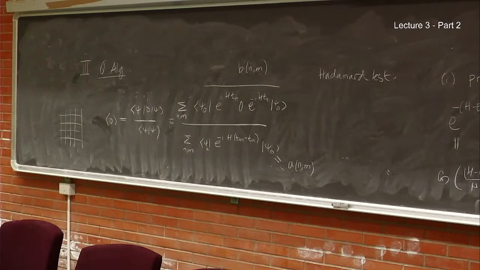The computational time is polynomial in n, in 1 over delta n, and in 1 over epsilon. So it's a polynomial algorithm.